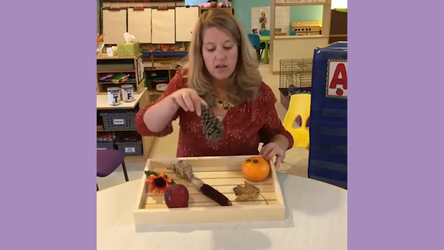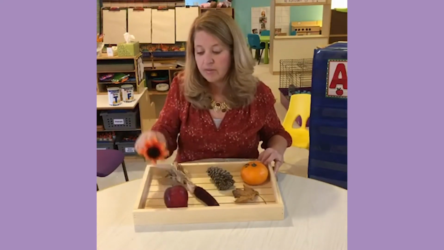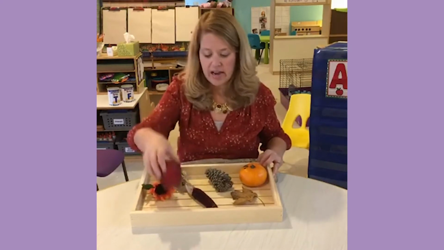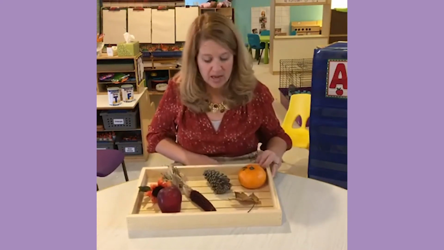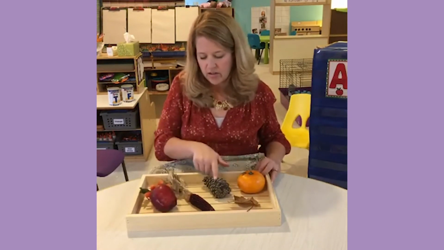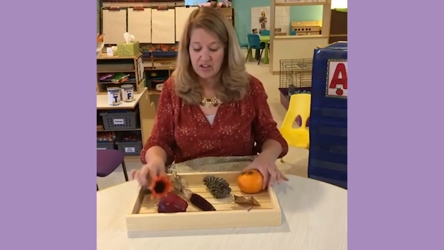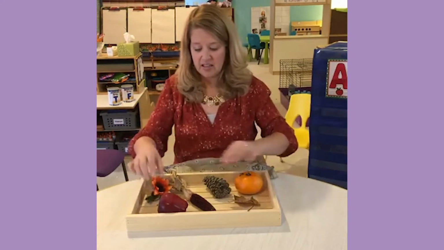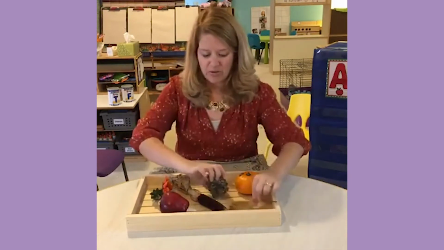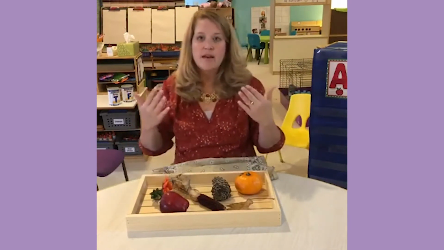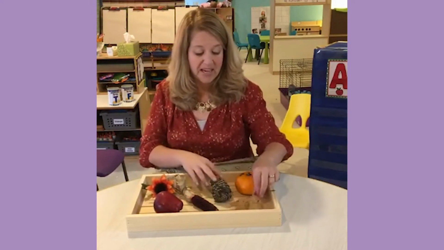There's a little pumpkin. This one I put a pine cone, some corn, a flower, an apple, and a leaf. We might even count how many things are on the tray. 1, 2, 3, 4, 5, 6. We could say there's 2 orange things, 2 red things, and 2 brown things. And I'm trying to get them to think about how they can remember all of the things on this tray.